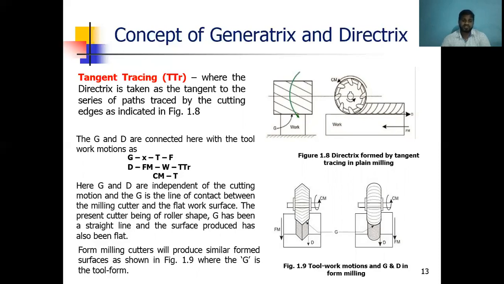Here the work involves cutting motion and feed motion. The work of the tool is to remove the material in the form of chip, where the cutting edges are indicated, and G and D are connected here with the tool work motions G, X, T, F. So the directrix is formed by tangent tracing in plane milling. This is tangent tracing.